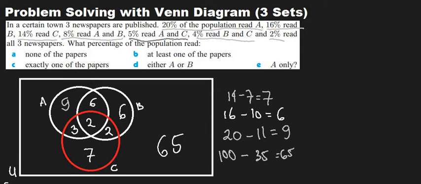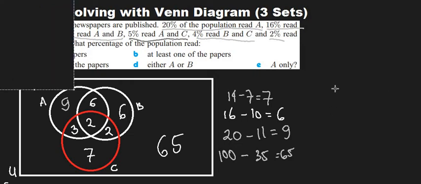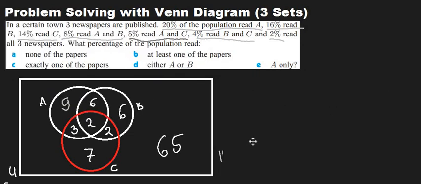Okay, now we'll erase this. Now let's answer the questions. A. What percentage of the population read none of the papers, which is outside the circle? We have 65%.